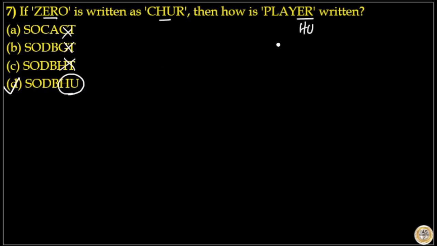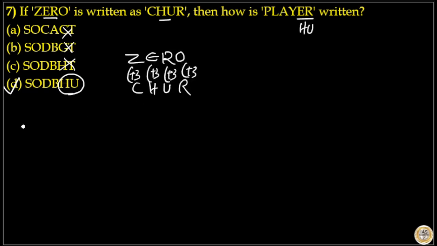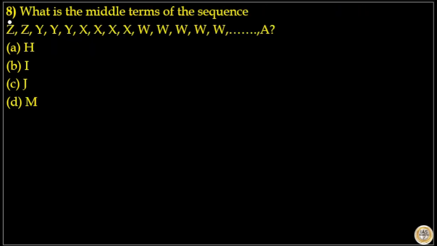This is the quickest way to find out the answer for these types of questions. If you want to find out in a normal way, that is 0 is sure. You can see Z plus 3 is C, E plus 3 is H, R plus 3 is U, O plus 3 is R. Same way, E plus 3 is H and R plus 3 is U. So option D is your answer.